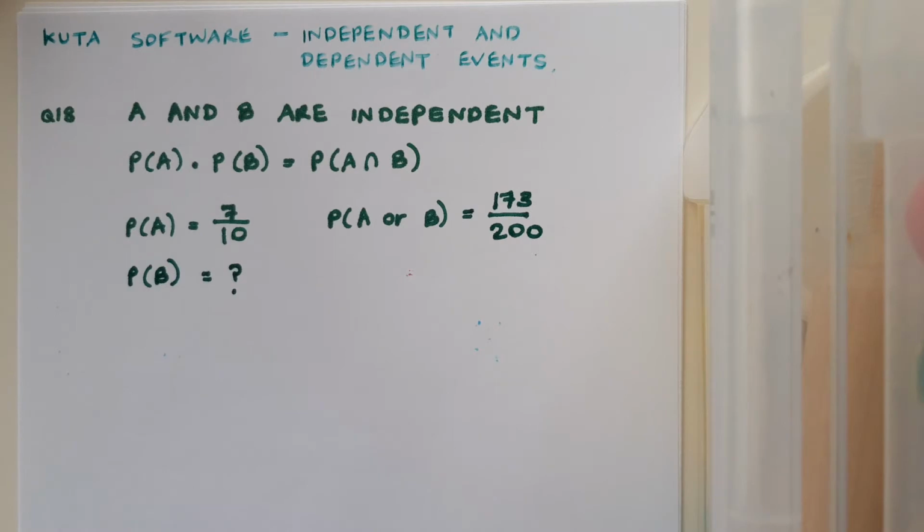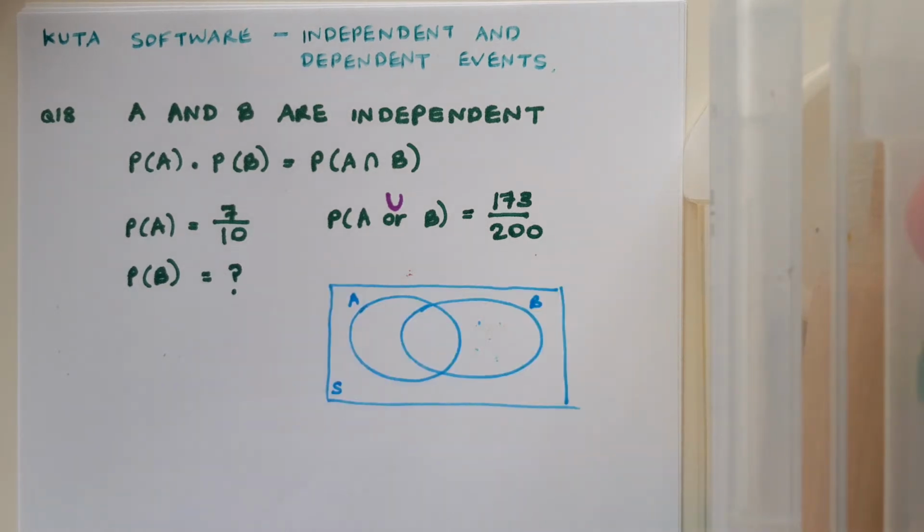In this question, we're told that the probability of A is 7/10, and the probability of A or B is 173/200, and then we want to find the probability of B. The first thing to note is that when they say the probability of A or B, they're talking about A union B. Since they're referring to some set notation, it probably wouldn't be a bad idea to draw a Venn diagram so we can visualize what's going on in this question.